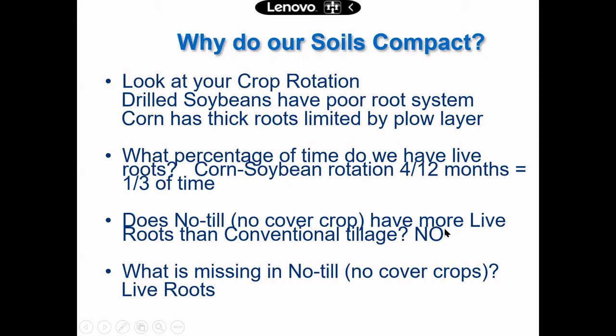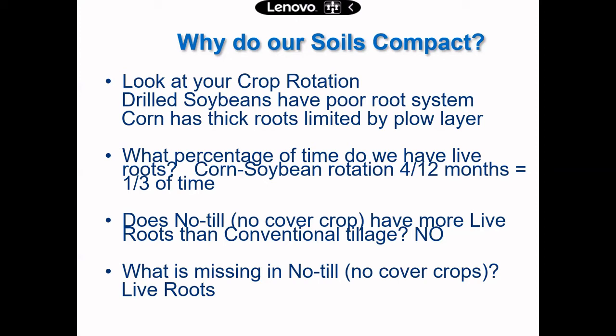Okay, why do our soils compact? Well, look at your crop rotation. Beans, especially drilled beans, have a very poor root system. They're very hard on the soil. Corn adds a lot more organic matter and has thicker roots that can really limit that plow layer and start to break it up. What percentage of the time do you have live roots in the soil? If you're just doing no-till by itself in a corn-soybean rotation, you may only have live roots out there 4 months out of 12, or about a third of the time.